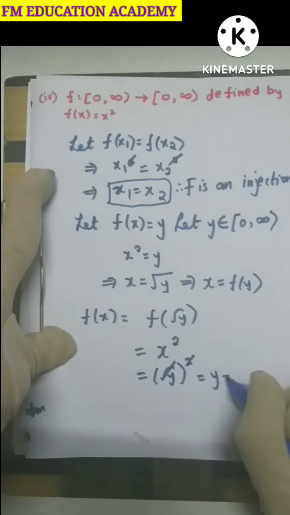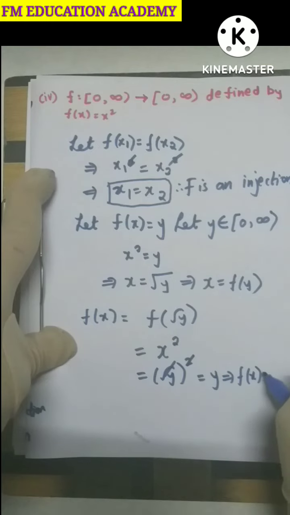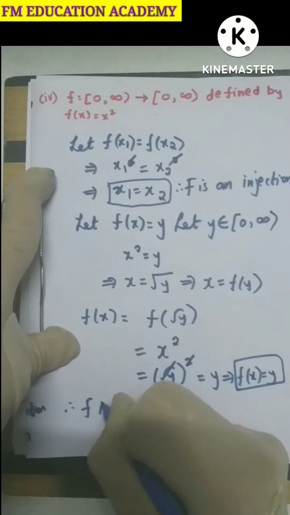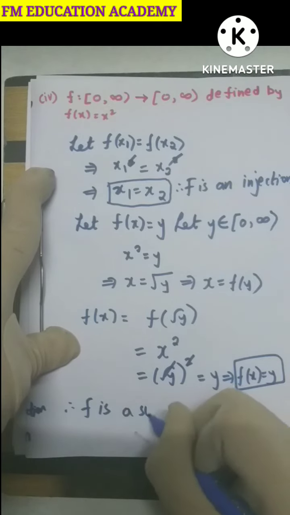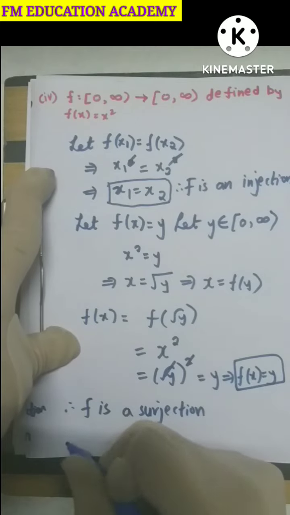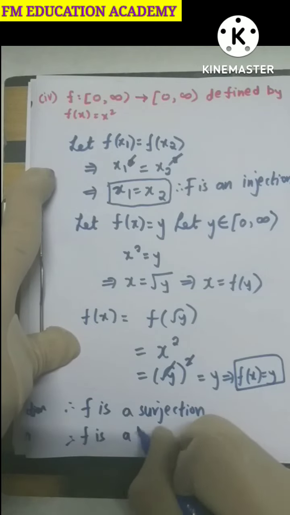So here we can say that it is a surjection. So therefore f is a surjection. Now we got to know that f is an injection as well as f is a surjection. Therefore f will also be a bijection.